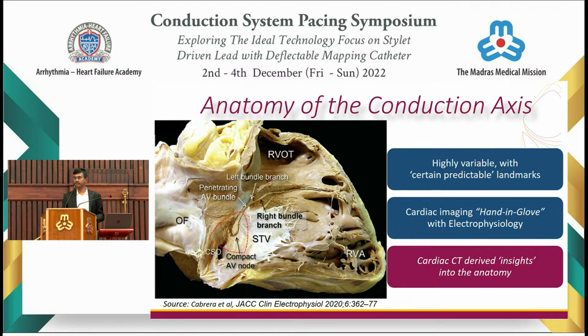Very much in line with the Dunning-Kruger effect, the more we are practicing conduction system pacing, the more we are exploring the options, the more we understand the anatomy of the conduction system axis. We understand that the conduction system axis is highly variable from person to person, from individual to individual. However, there are certain predictable landmarks that we have been trying to exploit so that we achieve reasonable outcomes.